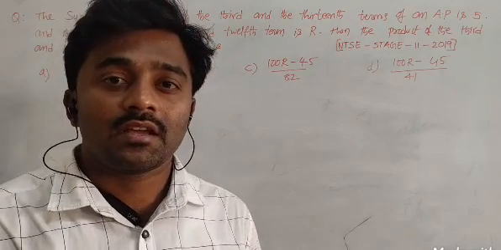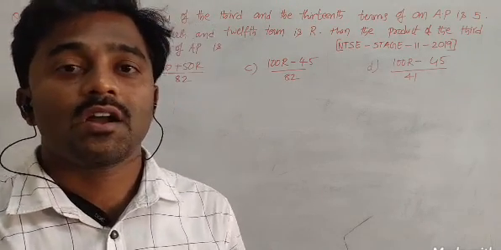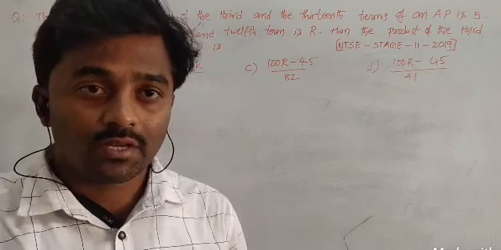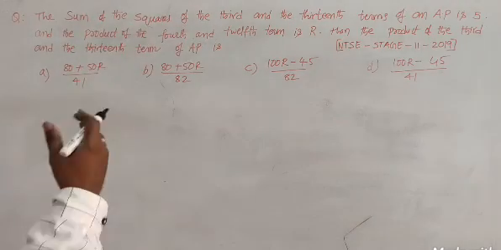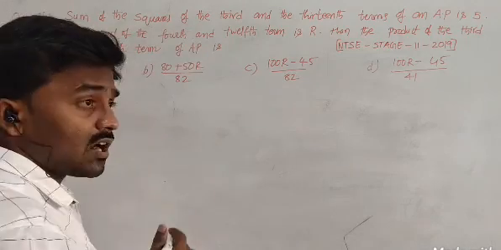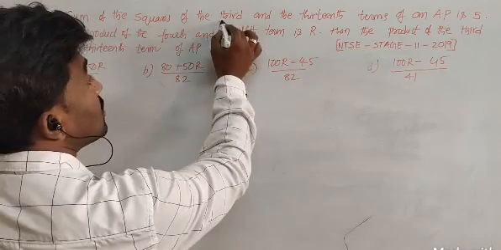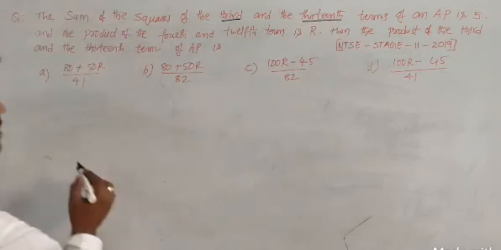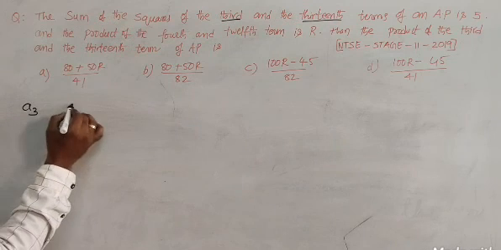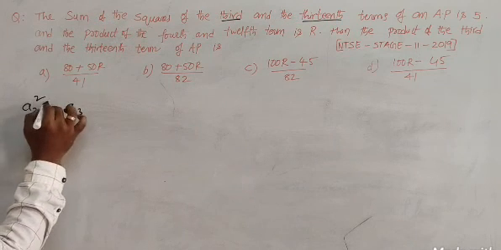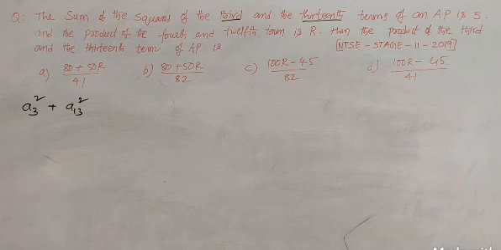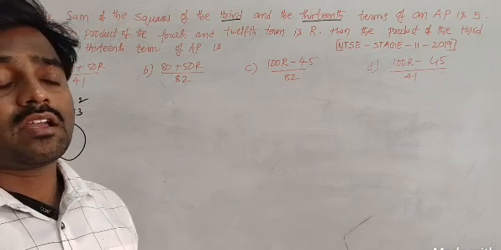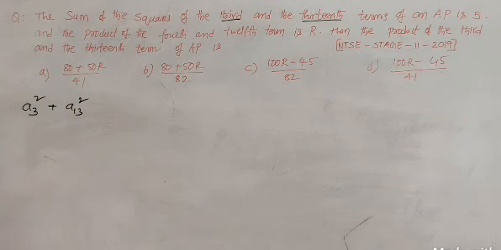So let us take an AP whose first term is A and common difference is D. Now the 3rd term and 13th term we want to take. 3rd term is A3, 13th term is A13. Squares and sum. Sum of the squares is A3 square plus A13 square, which is given to you as 5.